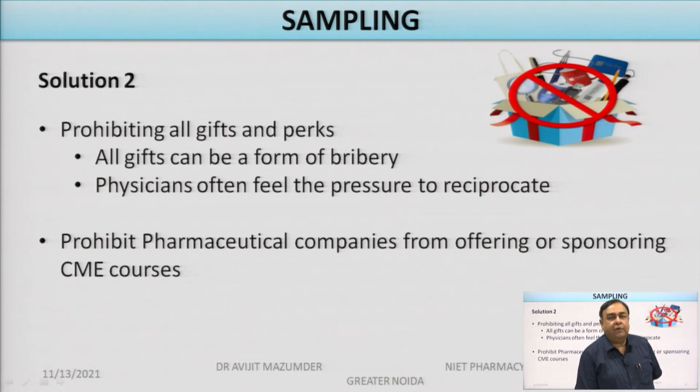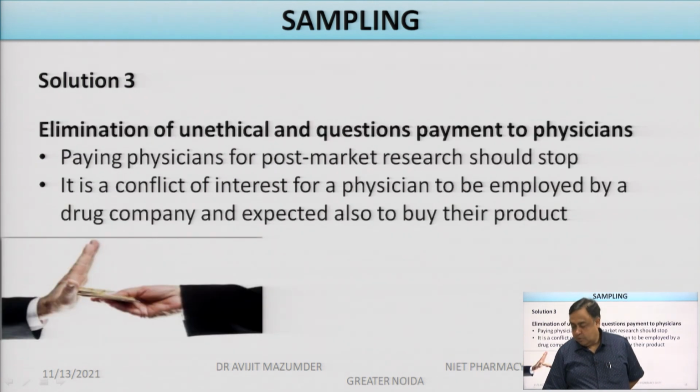The other way is to prohibit all gifts and perks, because gifts are nothing but a sort of bribery. Physicians often feel the pressure to reciprocate. This is the reality. Physicians often feel the pressure to reciprocate the gift which they have taken. So, we should prohibit the pharmaceutical houses from offering or sponsoring various programs, but provide the information in a very ethical way, and the purpose will be solved.